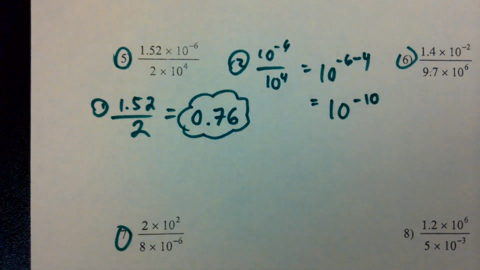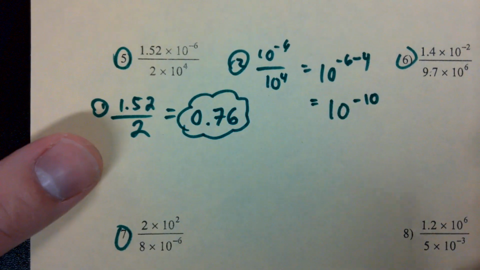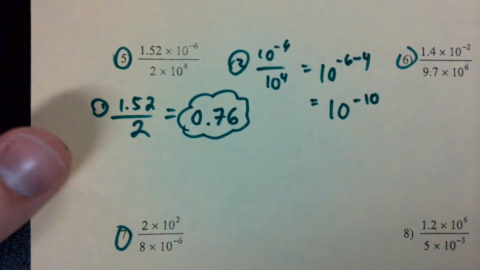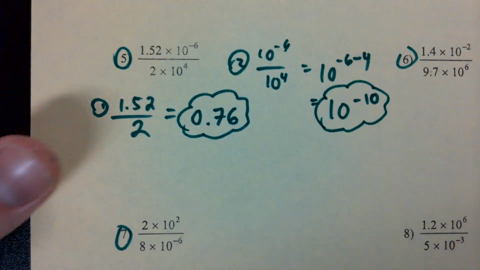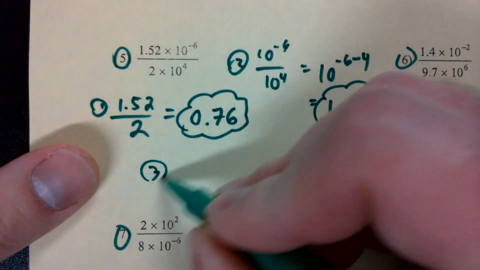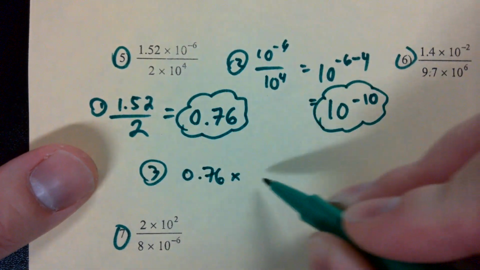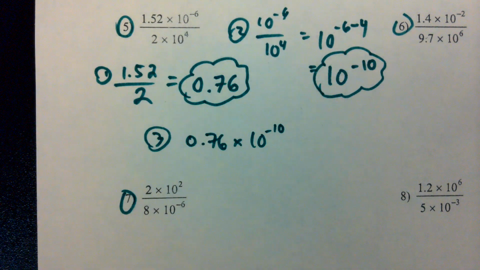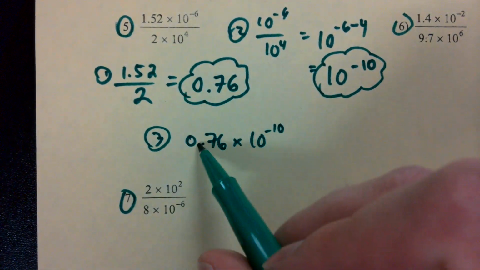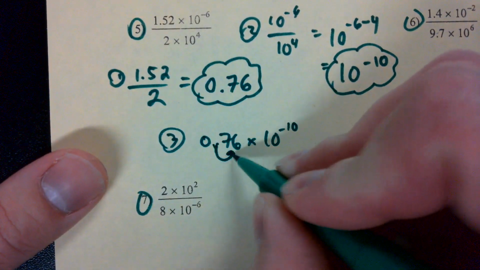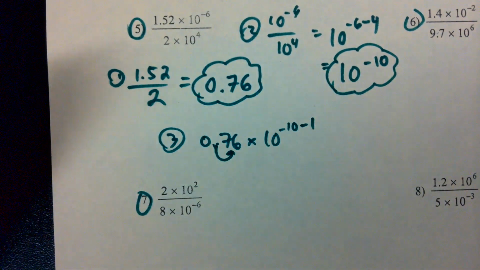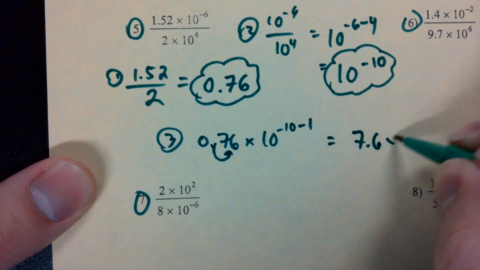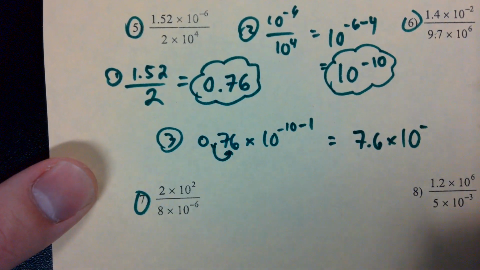Negative, not 2, negative 10. Remember, if you spend $6 and then spend 4, in total, you spent 10. All right? So we've got 0.76 times 10 to the negative 10. We're again going to have to do step 3, which means we're going to do what with our decimal? Move it. How many spaces? 1 space. And subtract 1. That gives us 7.6 times 10 to the what?